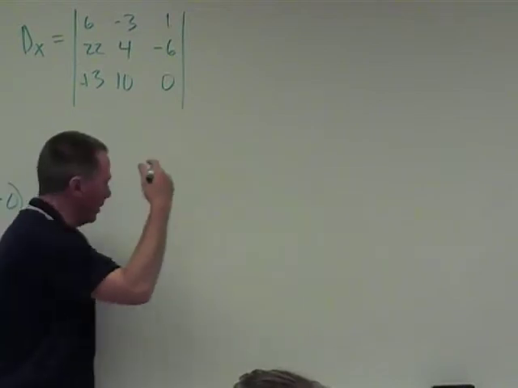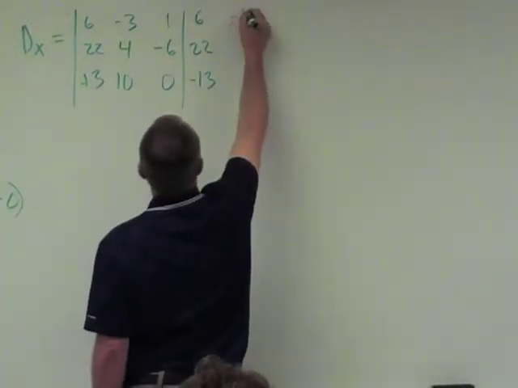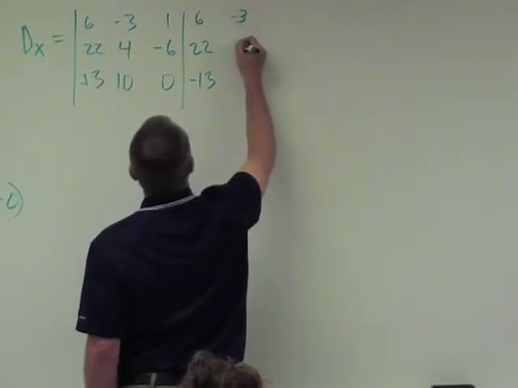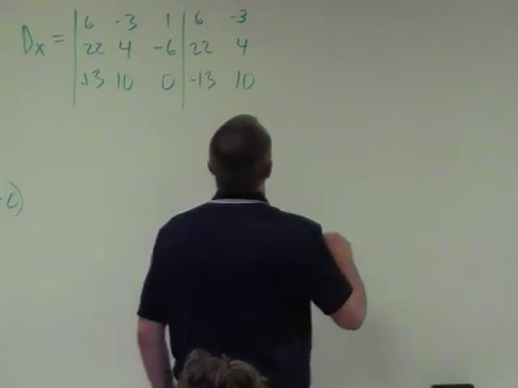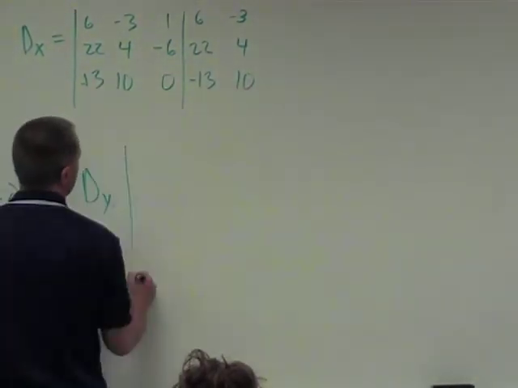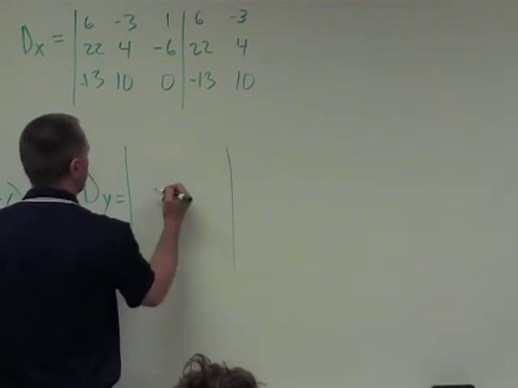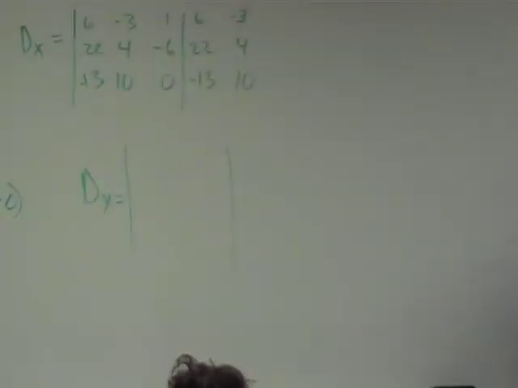Okay, now, what do I do? Add the first 2 columns, and you all do the calculation. You need to find d sub y as well, so when you're done with that one, do the d sub y, and then also d sub z. And then put it all together for me.